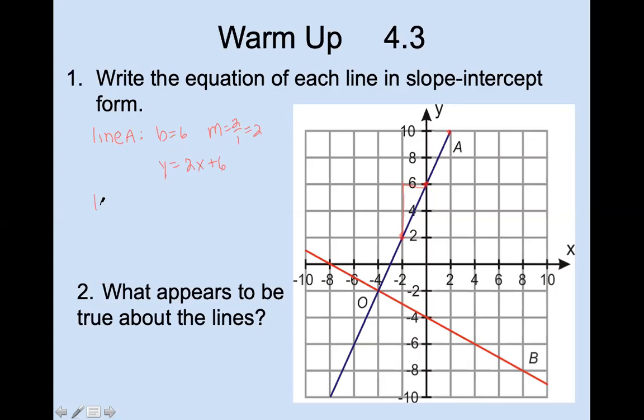All right, let's look at line B. Line B has a y-intercept down here of -4. And its slope, let's fill in some dots here so we can see the slope. Looks like we're going down 1 square and over 2 squares to get to any next point. So our slope on line B looks like -1/2. So our equation for B would be y equals -1/2 x minus 4.